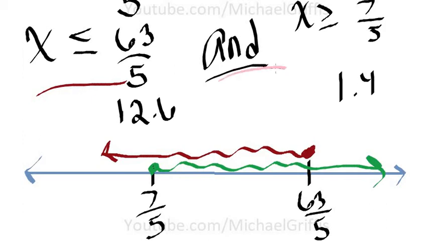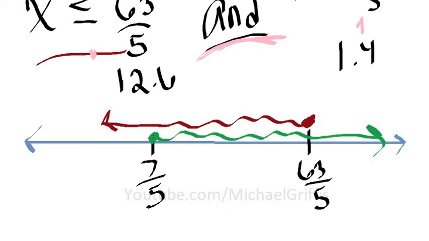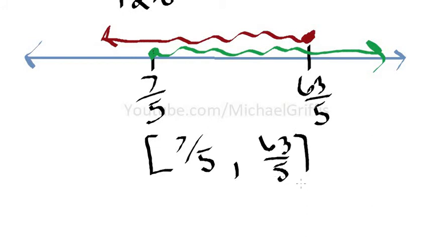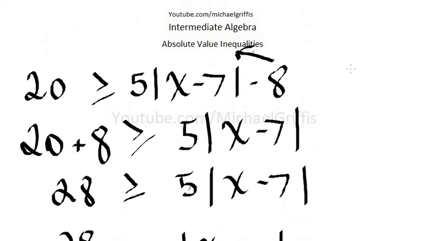But what is key here is this word and. And means that when we pick a point on the number line for one of our solutions, it's got to be both in this set and in this set here. You see? And the only place that that's going to take place is the intersection. And so writing in interval notation, between 7/5 and 63/5. That point must be in here in order to make this a true statement.